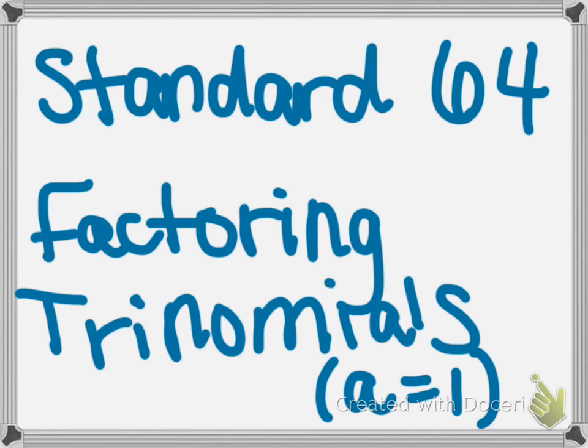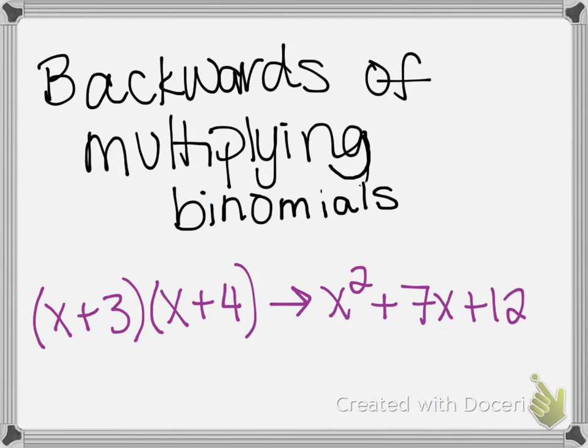This is standard number 64, factoring trinomials where a is 1. Okay, so this is going to be the backwards of multiplying binomials. Previously we've gone from something that looks like x plus 3 times x plus 4, and we multiplied it out to get something like x squared plus 7x plus 12. Okay, but in this standard we're going to go backwards.